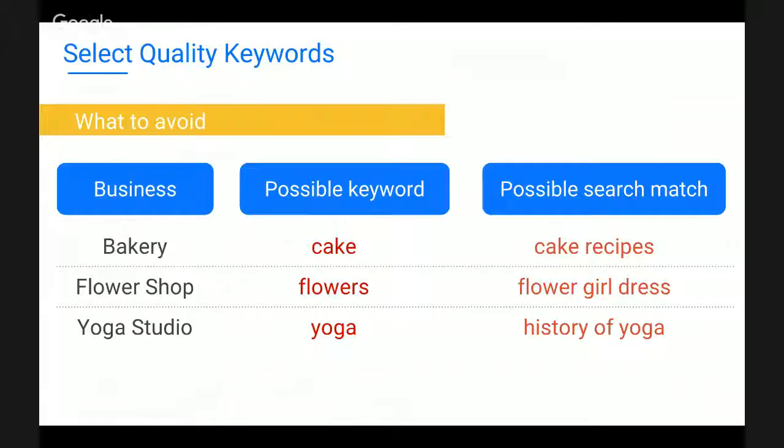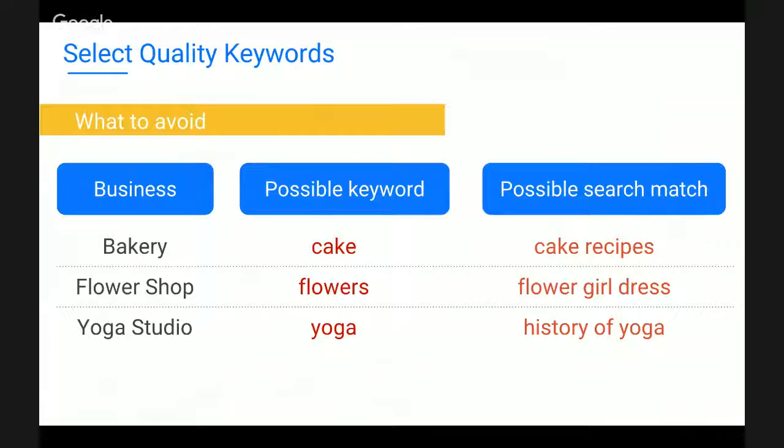Now, why exactly is that not entirely relevant for us? The reason being that if people are trying to bake a cake on their own, they might not need a bakery in the first place. So your ad showing for a query like cake recipes might not be that relevant. Similarly, if you're a flower shop, it's very much possible that one of your keywords is the word flowers. And if people go to Google and search with the words flower girl dress, your ad might end up getting triggered, but again, might not be entirely relevant. The same applies to the third example also.